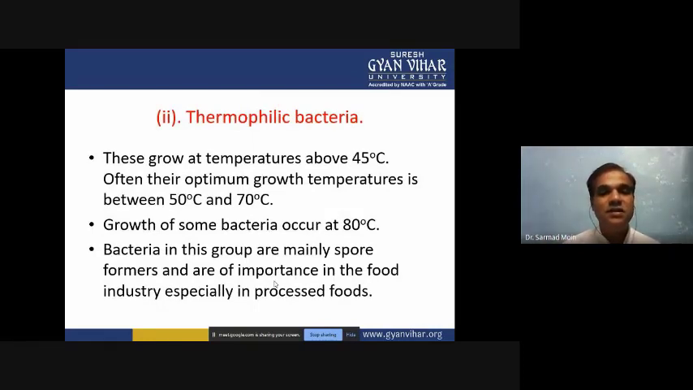Thermophilic bacteria like high temperature, which means they can grow at high temperatures. So these bacteria are able to spoil food material at temperatures of more than 45, 50, or 60 degrees. If we keep food material at 40, 45, or up to 70 degrees, these bacteria can spoil it. Many bacteria can survive at high temperatures, and these are thermophilic bacteria.